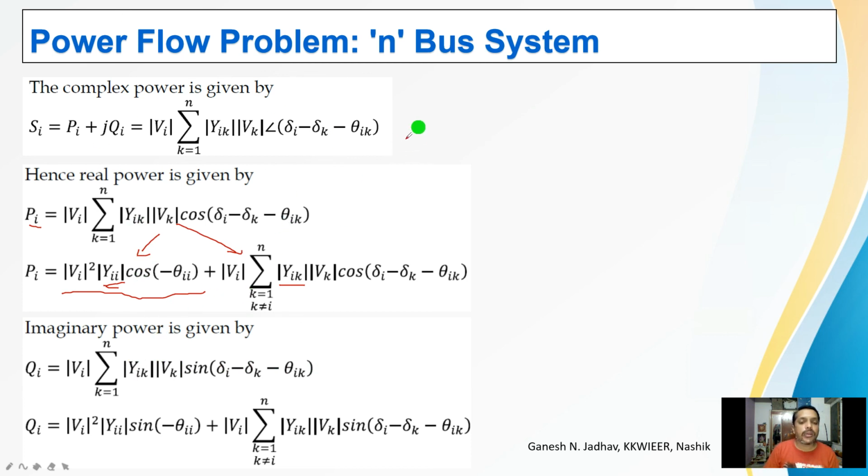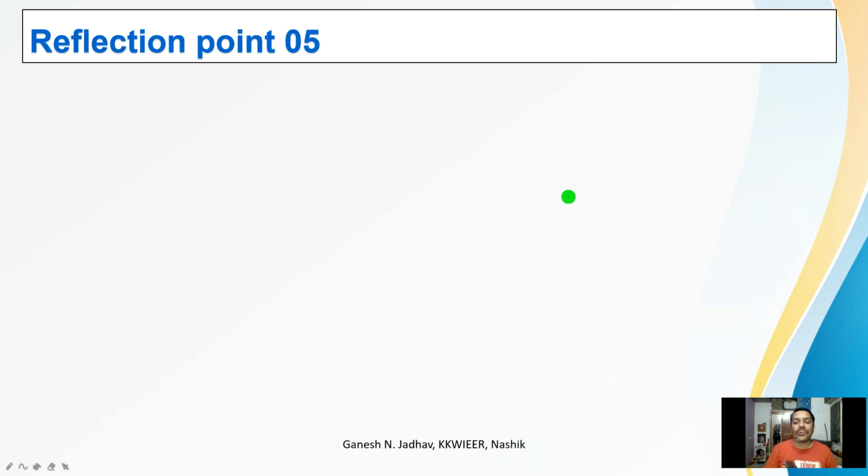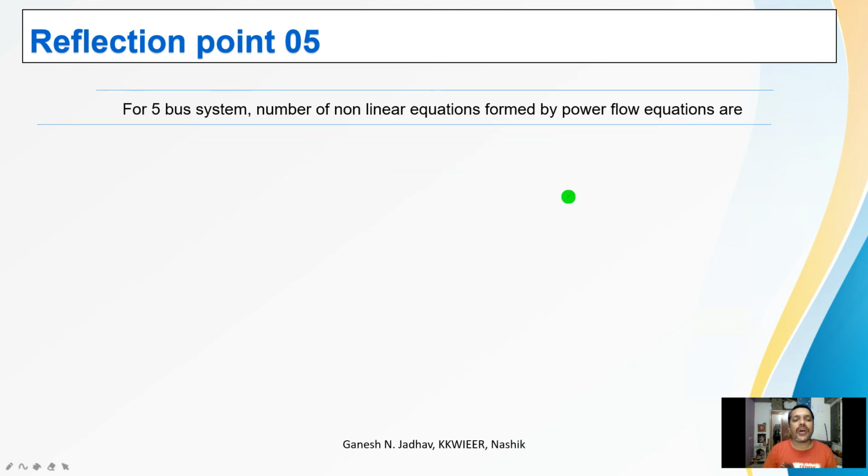Here you can see that for each bus we have two equations. One is the active power equation and another one is the reactive power equation. So again we have a reflection point. Let's begin with the reflection point.